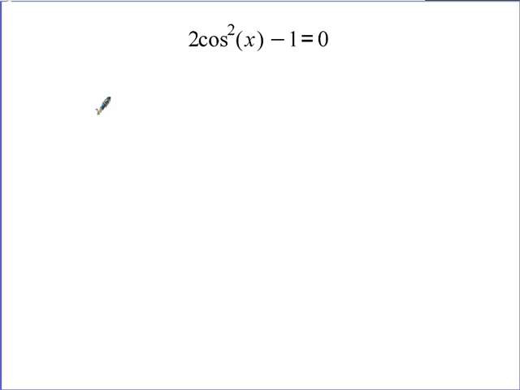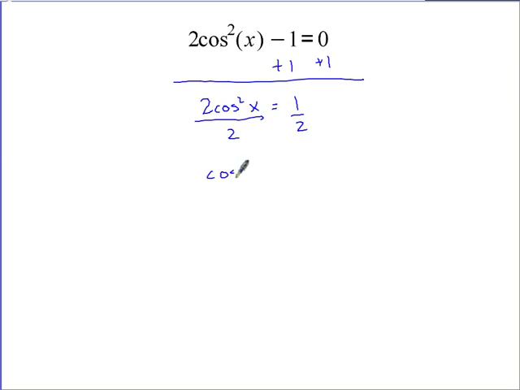Now in this one we have a little bit of work to do because the trig function is not by itself. So this is going to be very much like an Algebra 1 equation where we're trying to get x by itself, except we're trying to get cosine of x by itself. The first thing I'm going to do is add 1 to both sides. So now I have 2 cosine squared x equals 1. The next thing I need to do is divide both sides by 2. So now cosine squared x equals 1/2.